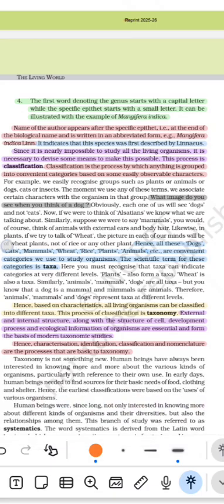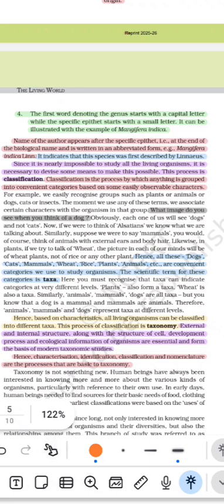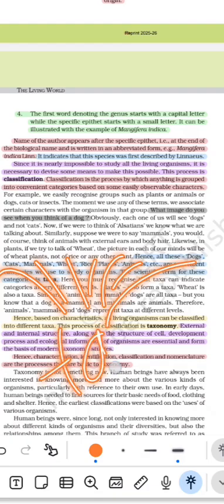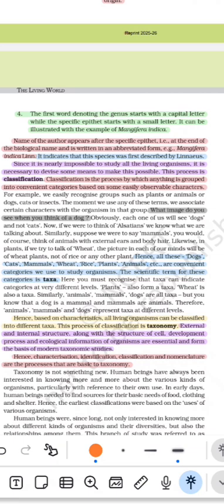Likewise in plants, if we try to talk of wheat, the picture in our mind will be the wheat plant, the rice plant, or many other plants. Hence all the dogs, cats, mammals, wheat, rice, plants, etc. are convenient units of study. The scientific term for this category is taxa.